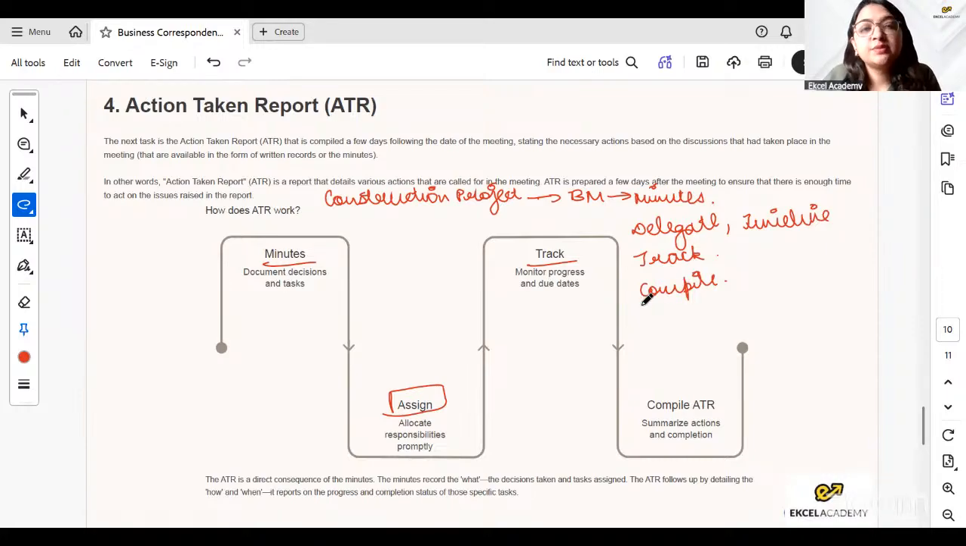And if something was missed, say some aspect of the project was missed, how do we make it better? All right. So ATR is something which helps you make a detailed plan in action and also track it later, right? It is a direct consequence of the minutes. The minutes record the what, the decisions taken, and the ATR follows by how and when. That is, in the meeting, you would have decided that you want to take up this construction project. Your ATR will help you decide what you will do ahead, and how will you do it.